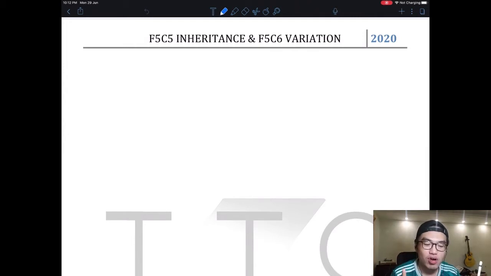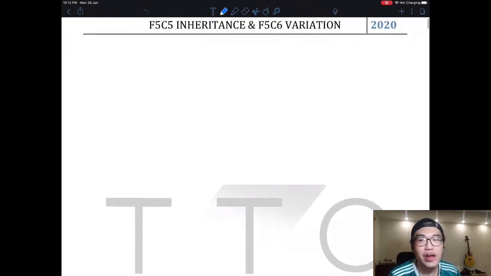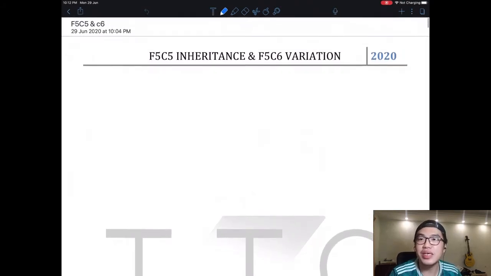You can see I combined chapter 5 and 6 together because they are the same thing. It's about how I pass on something to the next generation. Very simple concept here. Inheritance and variation. Inheritance, basically I pass something down to the next generation. Variation basically means why are we all different. Basically, inheritance causes variation, if you put it that way.